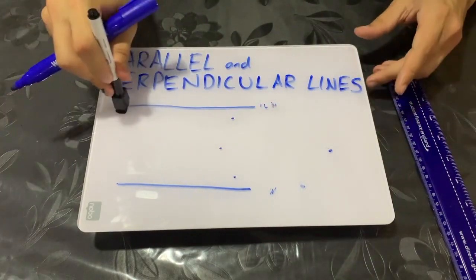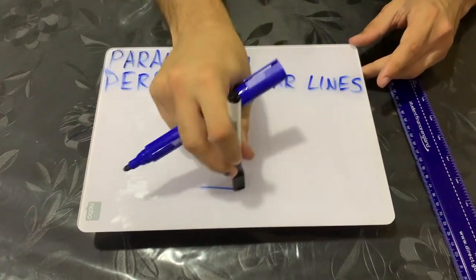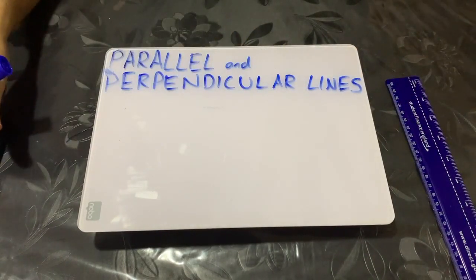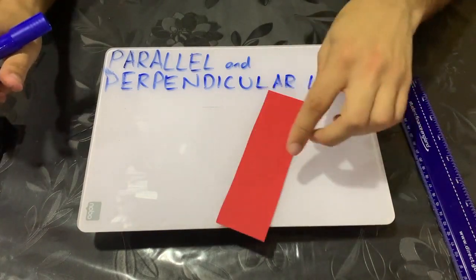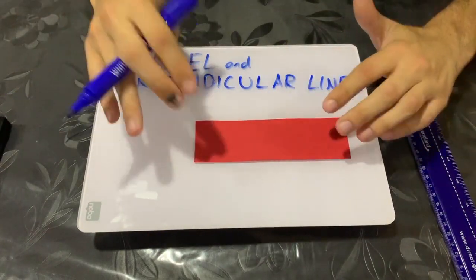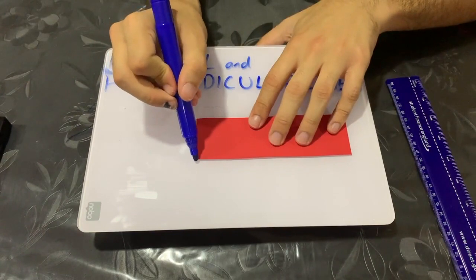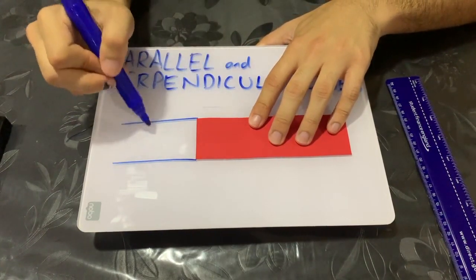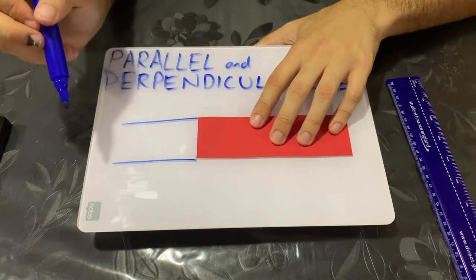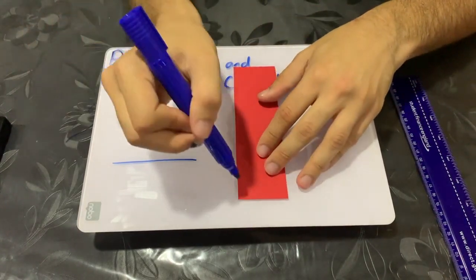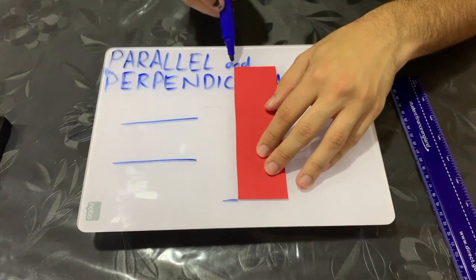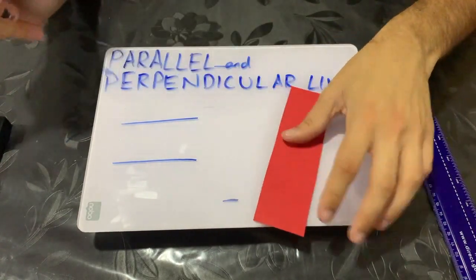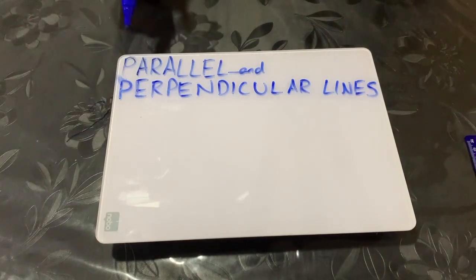Let's look at one more shape that has parallel lines. Let's go for my rectangle. So let's look at the long sides first. So if they kept going, that one and that one, they're parallel because they would never meet. And then the short ones as well, if that kept going, and if that one kept going, because they're straight, they're never going to meet. Okay, so that's what parallel lines are.